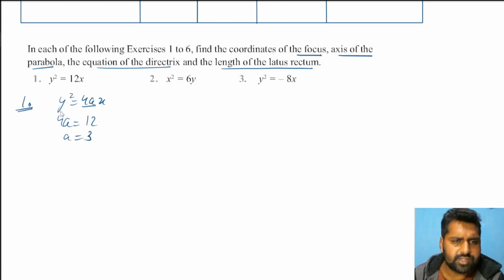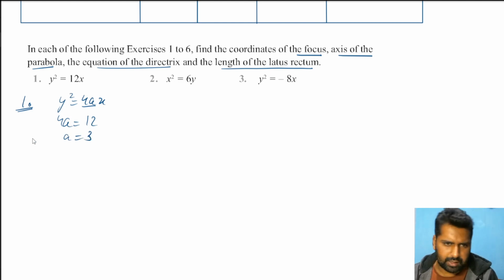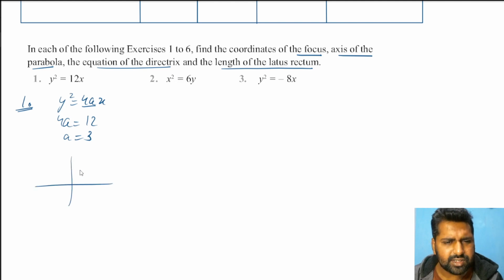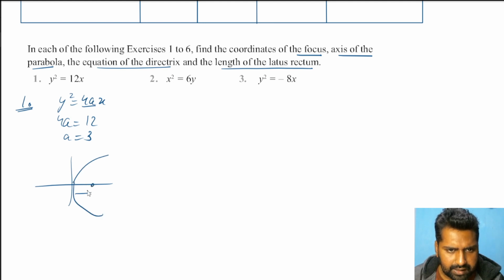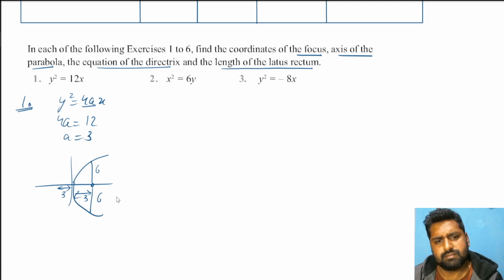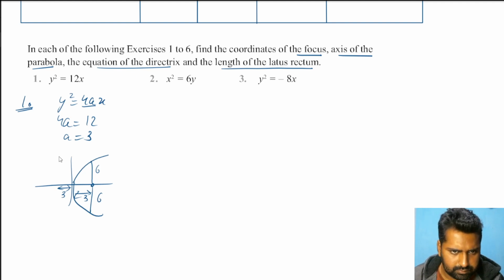Okay, just for our understanding, let's just roughly draw this parabola. Y square equal to 4ax, it will be something like this, and the focus will be here at a distance of a, which is 3. Directrix will be here at a distance of 3. Latus rectum is 2a, 2a, and that means 6, 6. Okay, that will be your directrix.